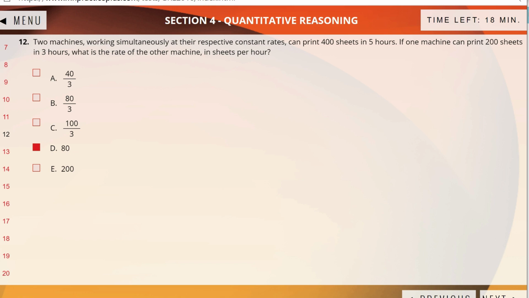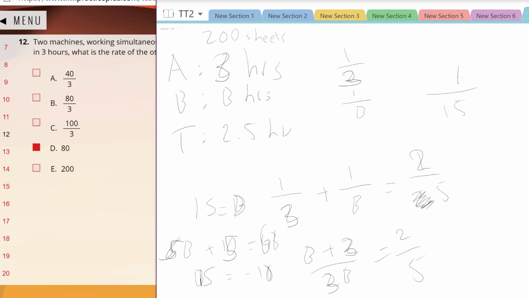One machine can print 200 sheets in 3 hours. Oh, yeah, okay, so it takes 15 hours to do one job. B equals 15. B is the number of hours that B takes. So B can do 200 sheets in 15 hours. So in 1 hour, 200 divided by 15, divide that by 5, that's 40 over 3, answer A.